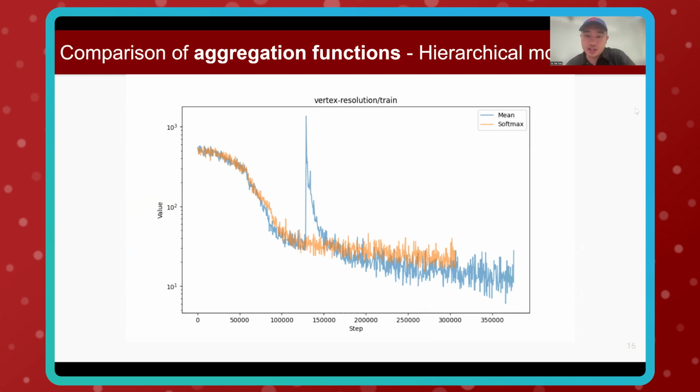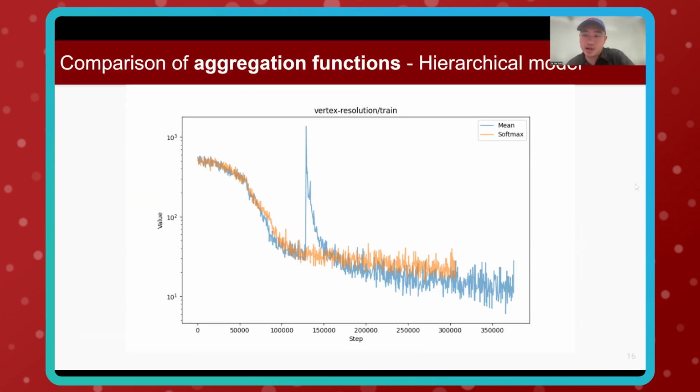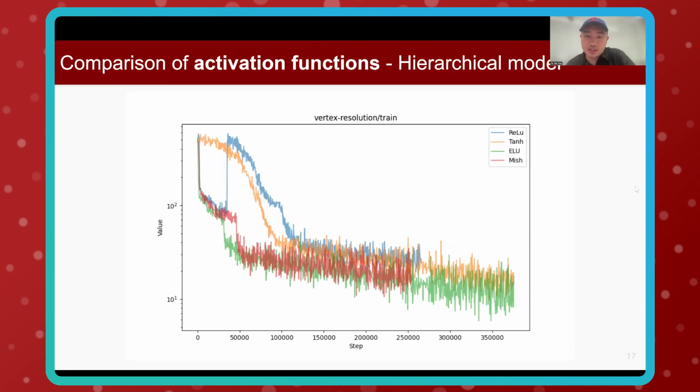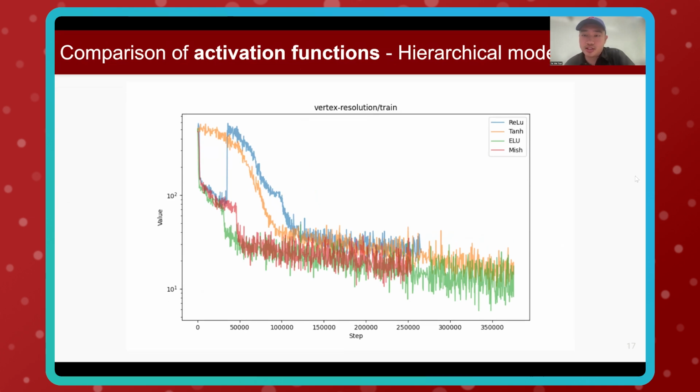This graph shows the training process with different aggregation methods, min and softmax. While the min method experienced instability during training, it eventually converged. This graph focuses on the impact of different activation functions on our models during the training phase. Each line represents a different activation function, but they all show convergence during training steps.